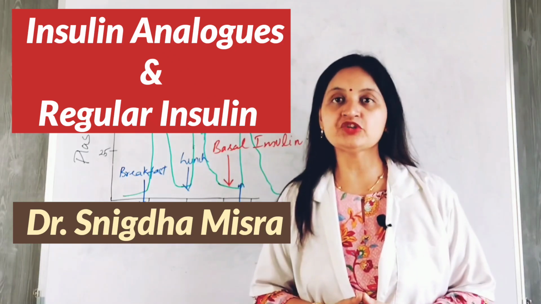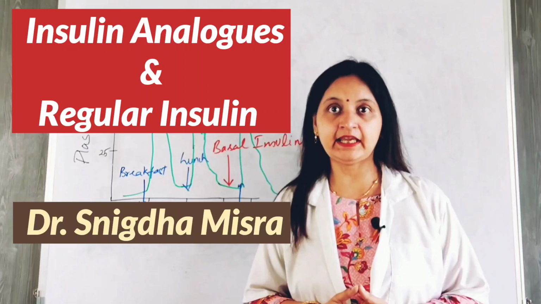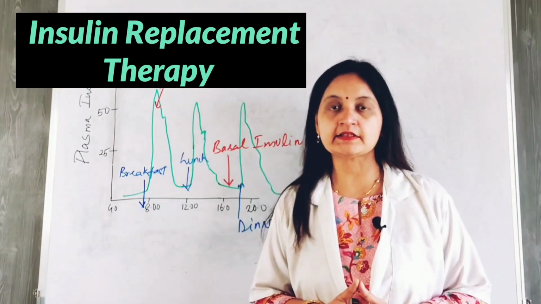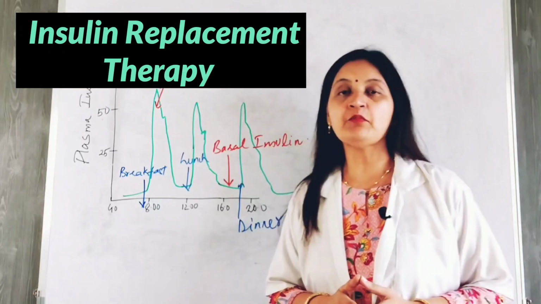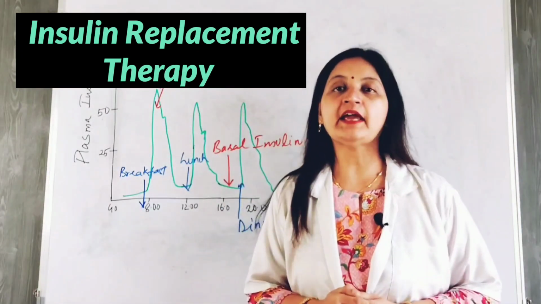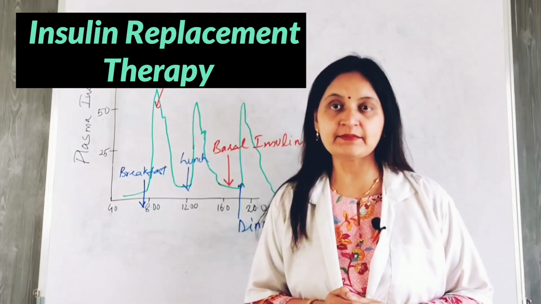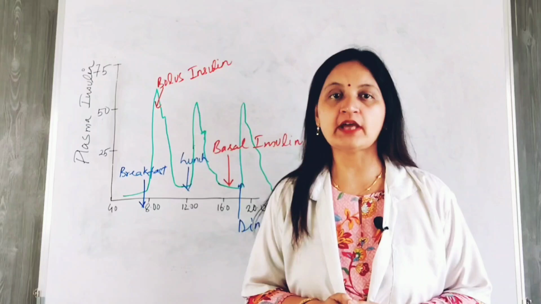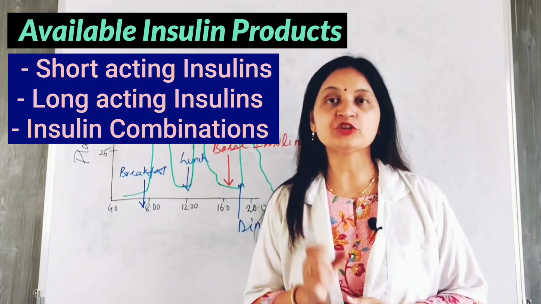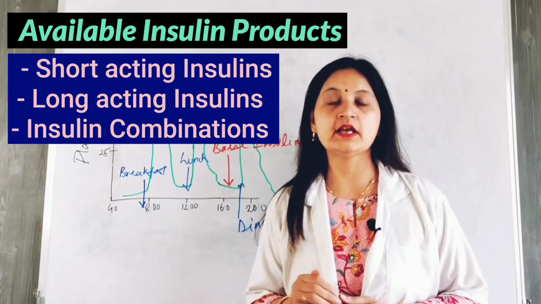Diabetes mellitus is a chronic condition resulting from absolute or relative deficiency of insulin resulting in hyperglycemia and other lipid and protein abnormalities. The primary treatment of type 1 diabetes mellitus is insulin replacement therapy, whereas in type 2 diabetes mellitus, when the patient fails to respond to oral hypoglycemic drugs, insulin can be used as treatment. The various available insulin products can be classified as short-acting insulins, long-acting insulins, and insulin combinations.